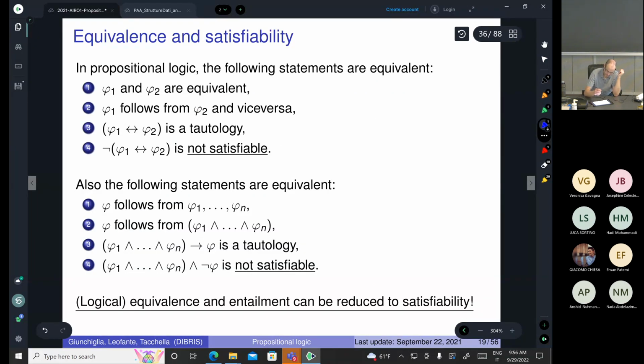Okay, and we stop here because this is a set of statements that next time we are going to prove, so it will take us some time.